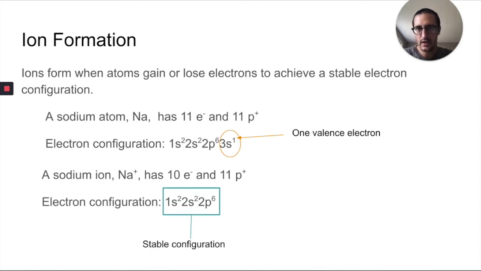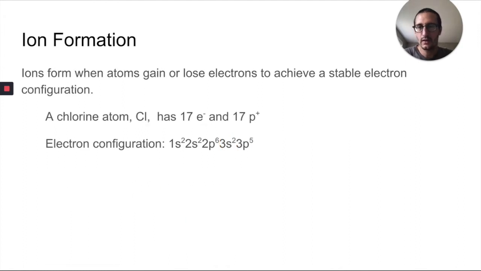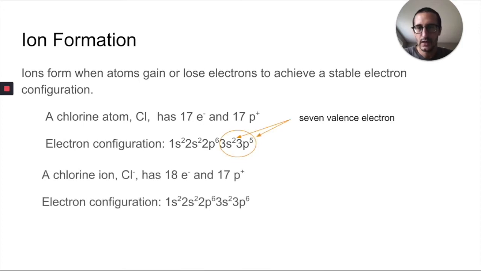So ions form when atoms lose electrons. Ions can also form when atoms gain electrons. And so this atom is chlorine. Chlorine, the neutral atom, has 17 electrons and 17 protons. The electron configuration has 7 valence electrons. Now, the chlorine ion has 18 electrons and 17 protons.